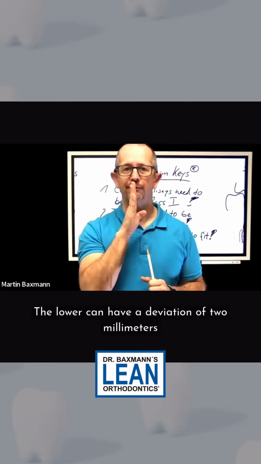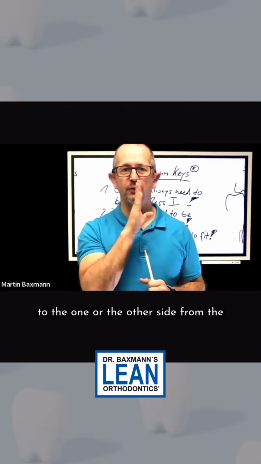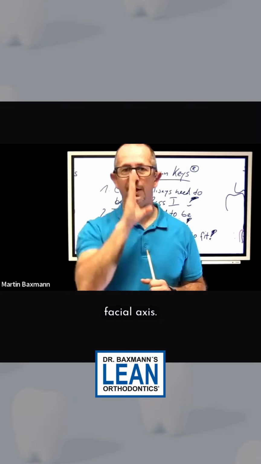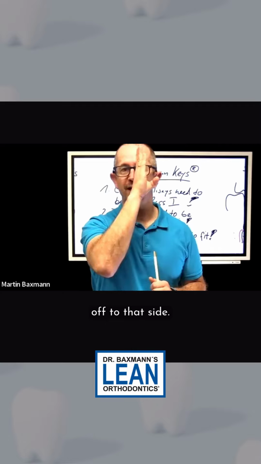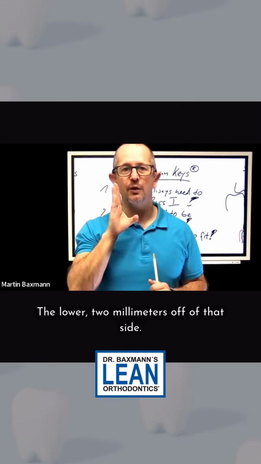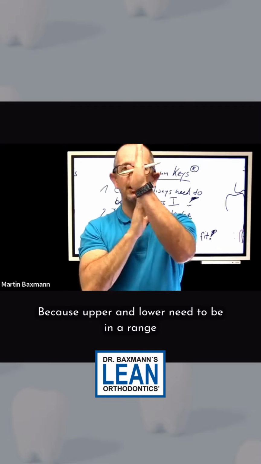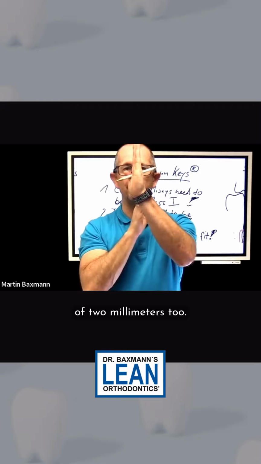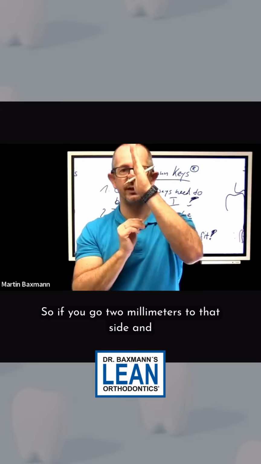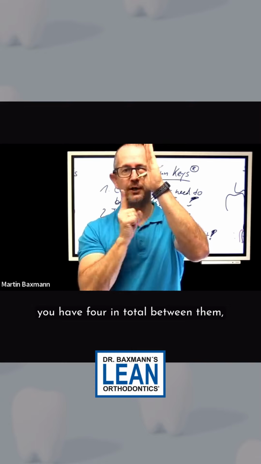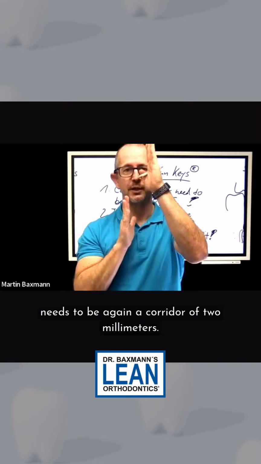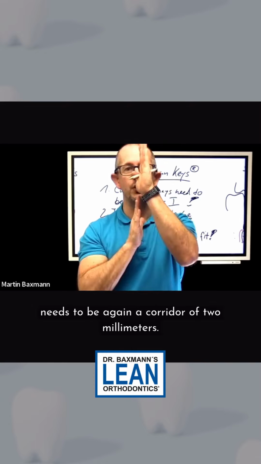The lower can have a deviation of 2 millimeters to the one or the other side from the facial axis. That doesn't mean the upper can be 2 millimeters off to that side, the lower 2 millimeters off to that side, because upper and lower need to be in a range of 2 millimeters too. So if you go 2 millimeters to that side and the lower 2 millimeters to that side, you have 4 in total between them, which is not allowed. Needs to be again a corridor of 2 millimeters.